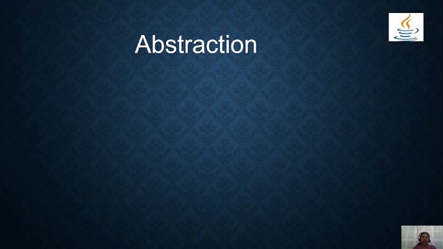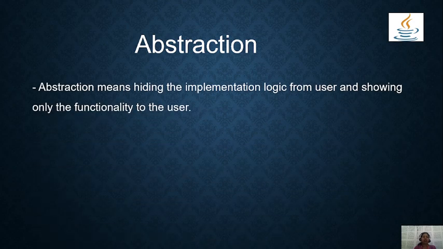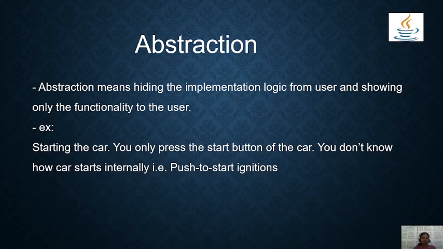Abstraction is one of the major pillars of the Java OOPS concept. So what is meant by abstraction? Abstraction means hiding the implementation from the user and showing only the functionality to the user. So what does it exactly mean?